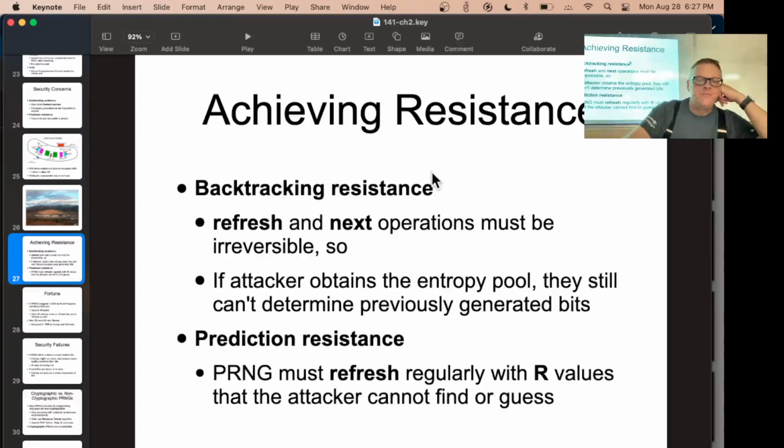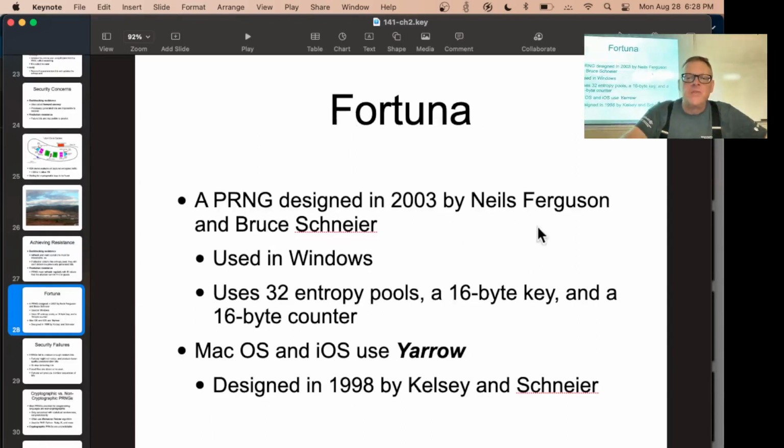Anyway, so to achieve these things, you have to have refresh, and next operations must be irreversible, so you can't predict them. And you must refresh it with fresh random numbers so it doesn't keep using the same random numbers and therefore become predictable in the future.